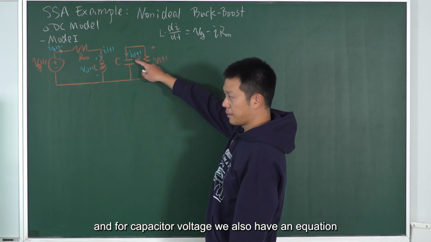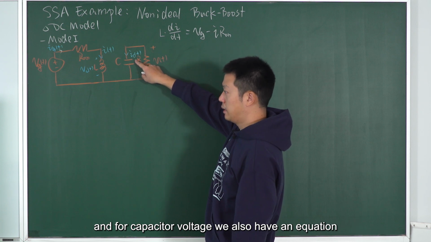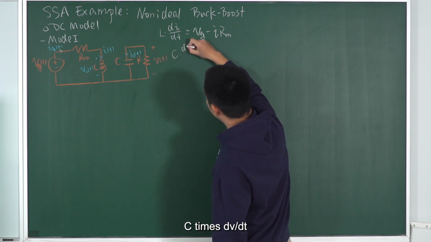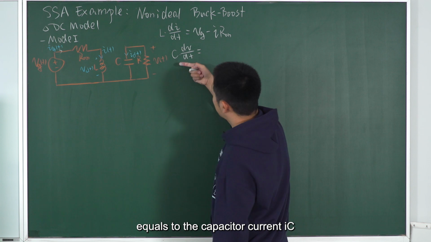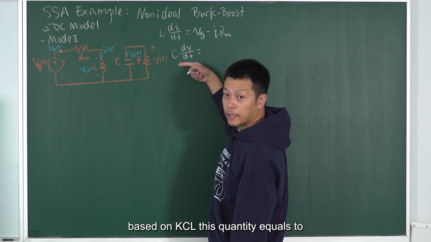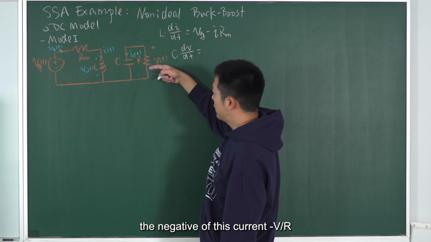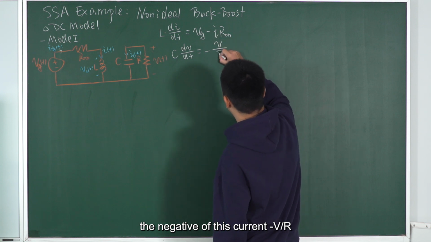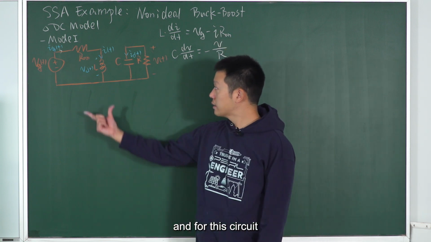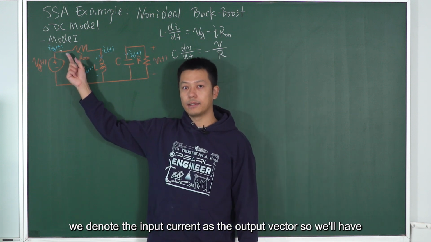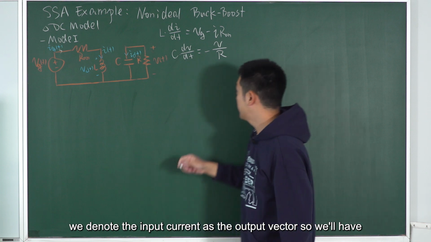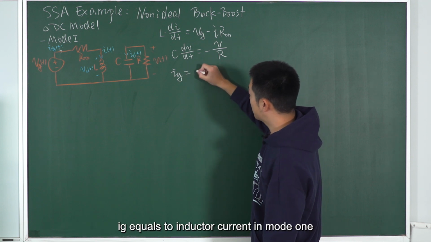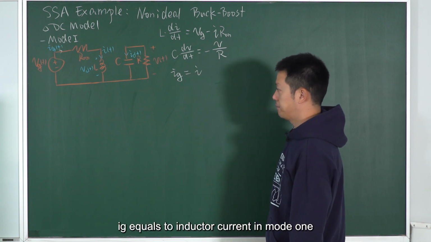And for the capacitor voltage, we also have an equation: C times dv over dt equals the capacitor current iC. Based on KCL, this quantity equals the negative of this current minus v over R. And for this circuit, we denote the input current as the output vector, so we'll have Ig equals the inductor current in mode 1.